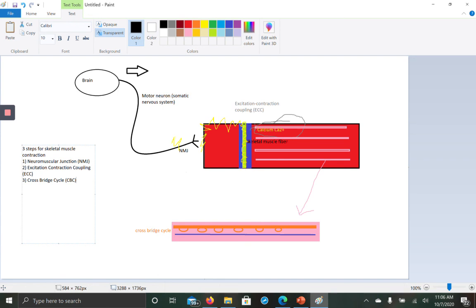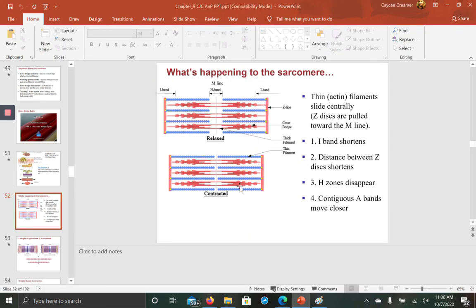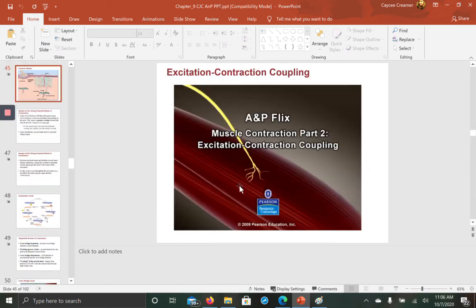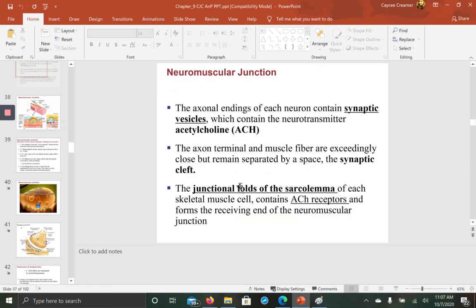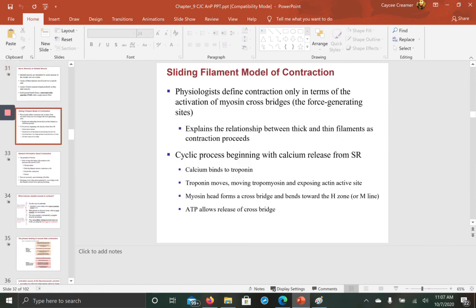Alright, so this is rough. I told you the drawings would be crude, but you get a general overview of what's happening. We're going to be talking about motor neurons of the somatic nervous system, and we're talking about skeletal muscle and how exactly that's allowing for muscle contraction. And it all leads to that cross-bridge cycle. Alright. So I'll go back, and for the next video, we're going to start with the sliding model of contraction. So that's what we'll be looking at.